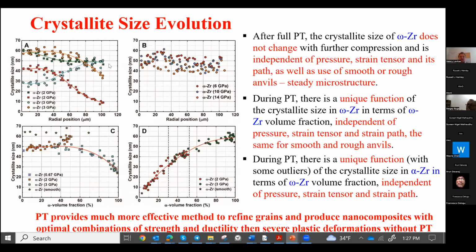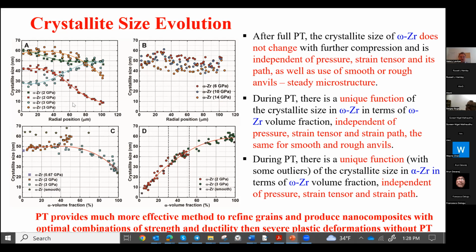And this perfectly plastic behavior is connected to microstructural evolution. For our purposes, we measured radial distribution of a microstructural parameter. In the given case, it's crystallite size. And you see here that after severe plastic deformation and phase transition, it's independent of radius. And that means that it's independent of plastic strain tensor, its path and pressure, and also we obtain that it's the same for smooth and rough diamond. This is the first rule for crystallite size evolution measured directly in situ under pressure.